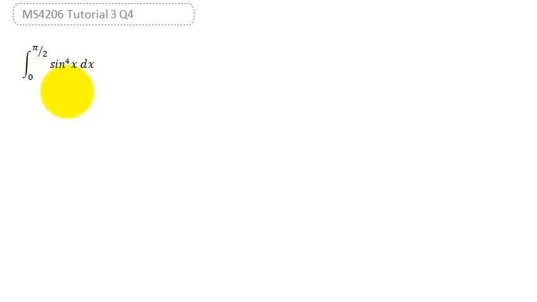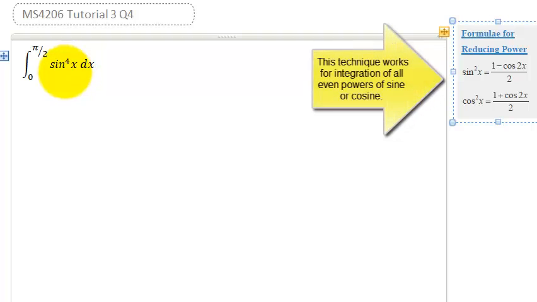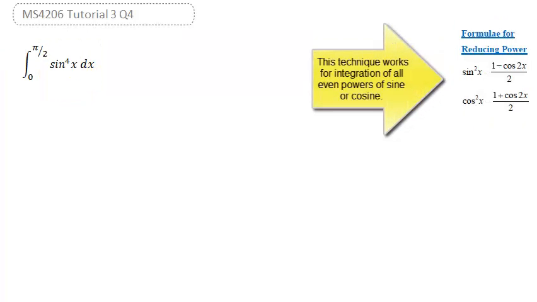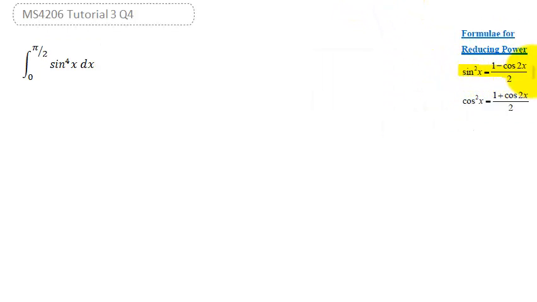In this example, I will show you how to evaluate this definite integral of an even power of a trig function. I will use this formula first to try to simplify the even power. I will use this formula to simplify this even power. So this method works if this power is even. That means power 2, power 4, power 6, and so on and so forth. And it also works if instead of sine, you see a cosine.